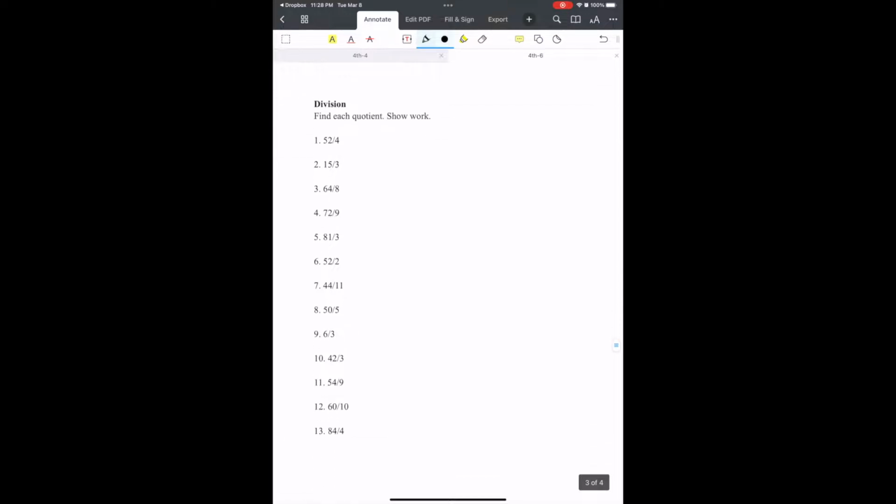Now we're going to division. It's saying to find each quotient and show your work. So number 1, 52 divided by 4. 4 goes into 5 one time. And 5 minus 4 is 1. Bring down the 2. And then 4 goes into 12 three times. Your answer is 13. 15 divided by 3, 3 goes into 15 five times. And you know this by basically knowing your multiplication table, since 3 times 5 is 15.